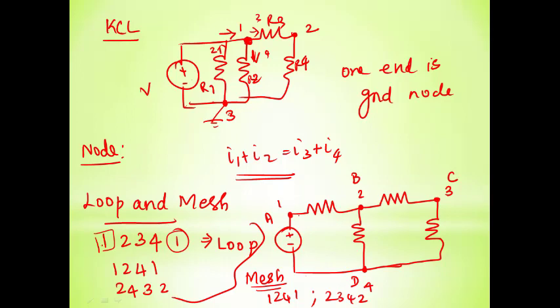Whereas see here, 1, 2, 3, 4, 1 is, in turn, having two inner loops: 1, 2, 4, 1 and 2, 3, 4, 2. Whereas a mesh is a special part of the loop which does not have any inner loops. That is the difference between a loop and a mesh.